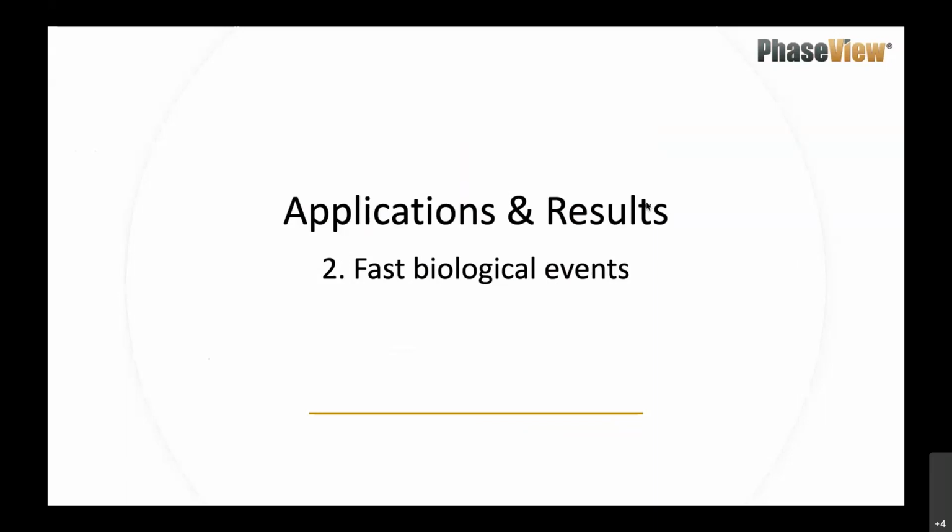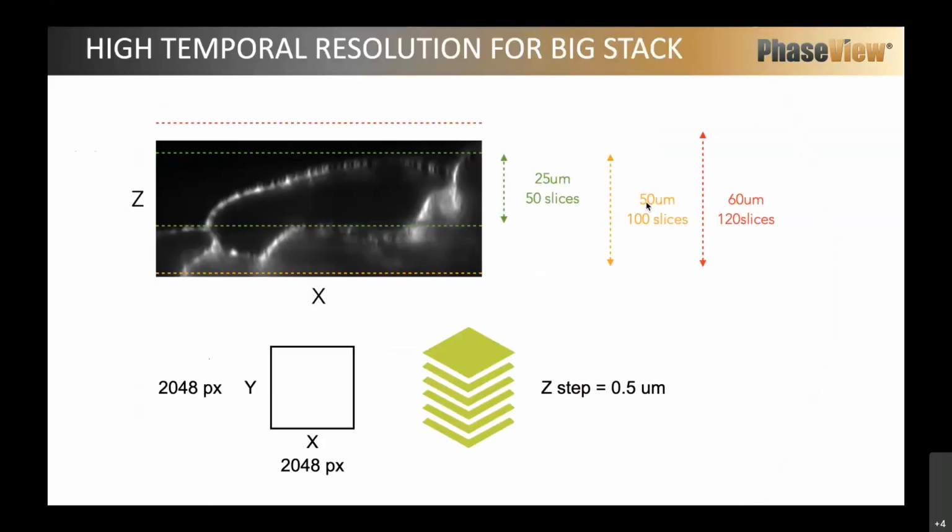But now I will show you some applications that use the fact that the light sheet can do really fast imaging. I will show you what I did with a fast biological event. Here you can see a slice of a pavement cell. It's a ZX cross section of one cell.